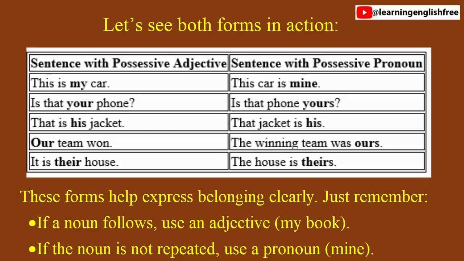Sentence with possessive adjective: our team won. Sentence with possessive pronoun: the winning team was ours. Sentence with possessive adjective: it is their house. Sentence with possessive pronoun: the house is theirs. These forms help express belonging clearly. Just remember, if a noun follows, use an adjective: my book. If the noun is not repeated, use a pronoun: mine.